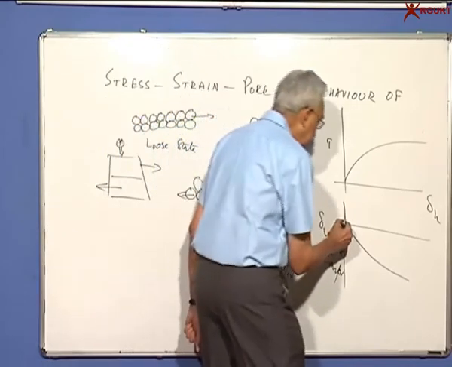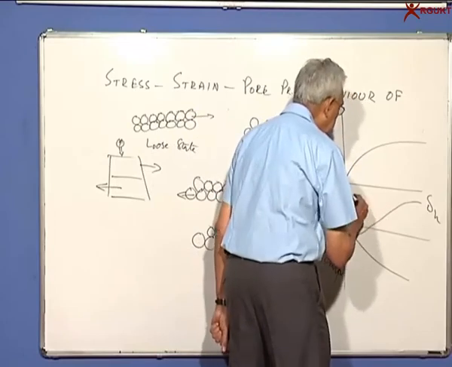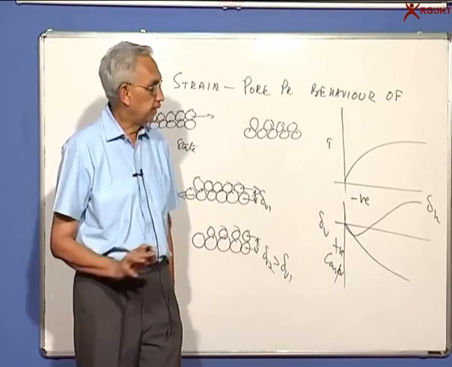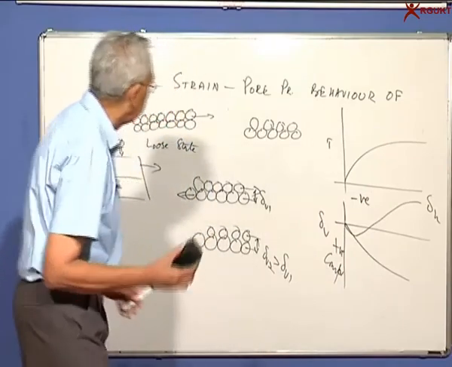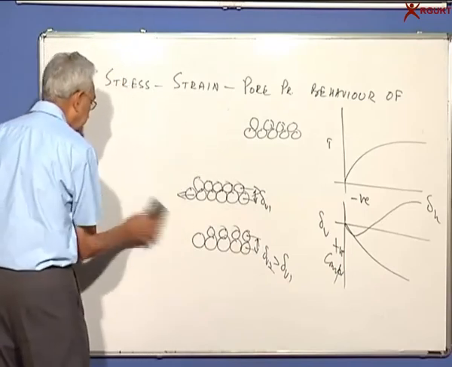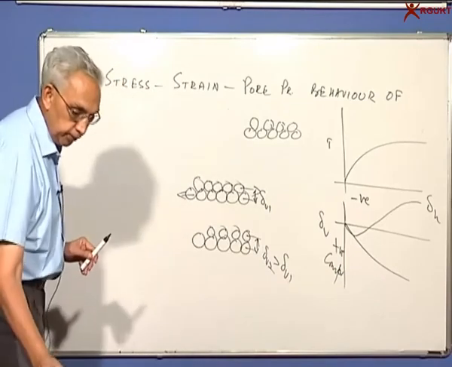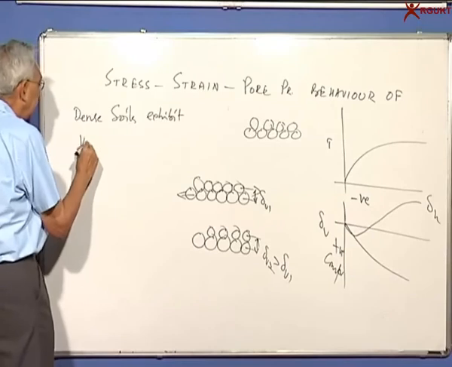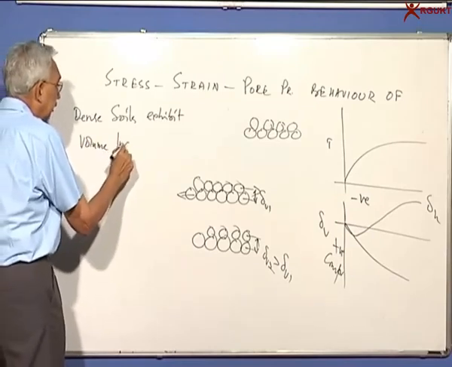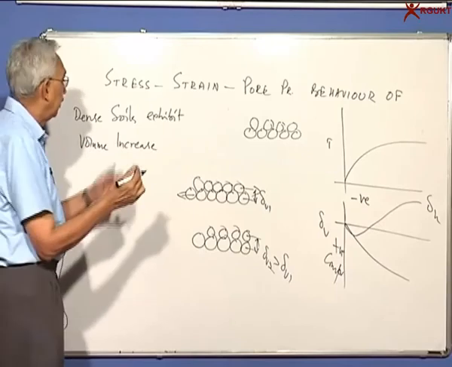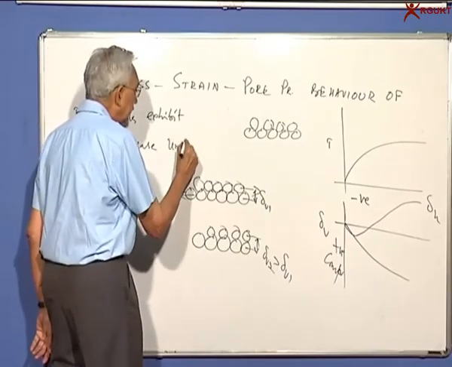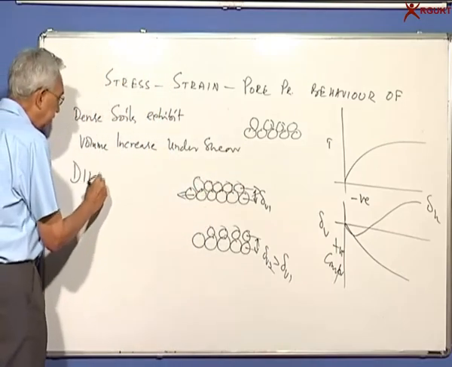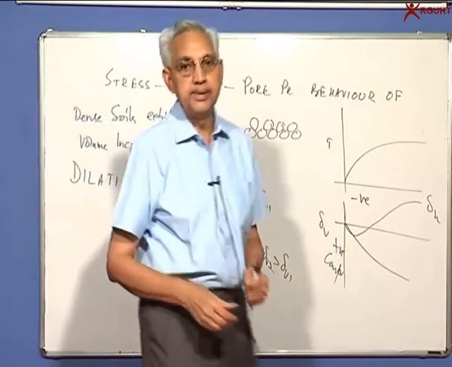And what you find is a very interesting phenomenon. You get a volume increase in shear. No other engineering material exhibits this. So what you find is that particularly granular soils, and of course overconsolidated soils too, dense soils exhibit volume increase. Please remember, you are trying to shear the sample, but the volume is increasing under shear. This phenomenon is called dilation.